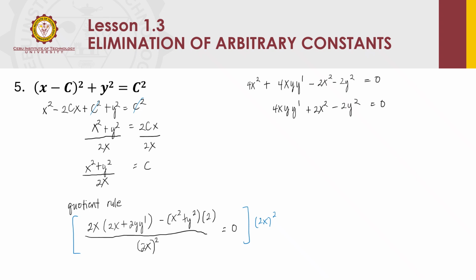We have a common factor for the terms. We have 4, 2, and 2, so we can divide everything by 2, or multiply the whole equation by 1/2. So we'll get 2xy prime plus x squared, and then minus y squared equals 0. So this is our final answer.